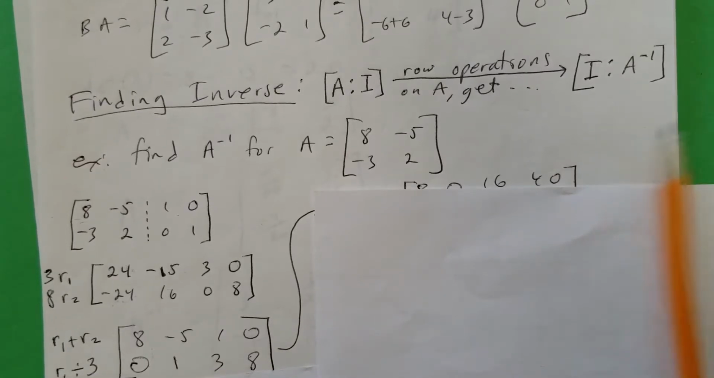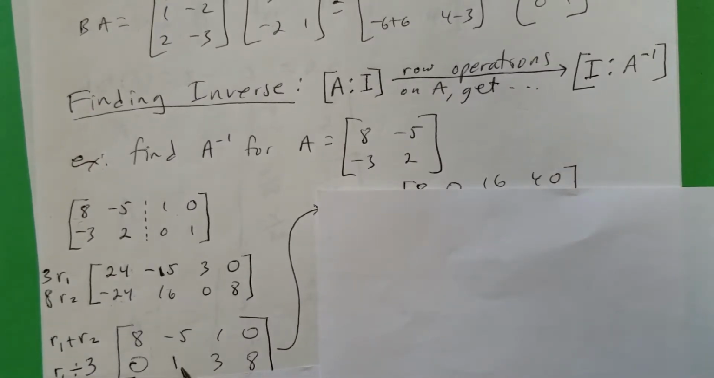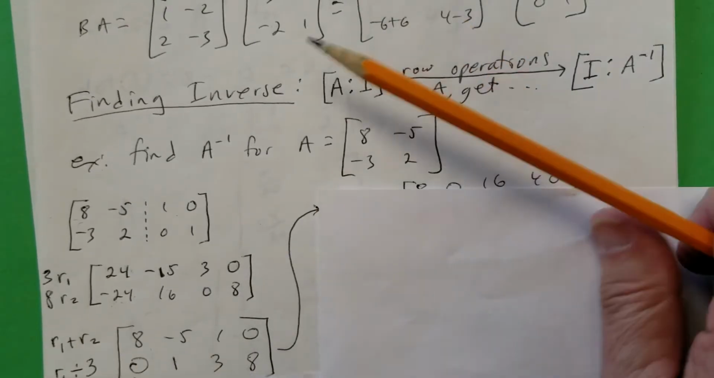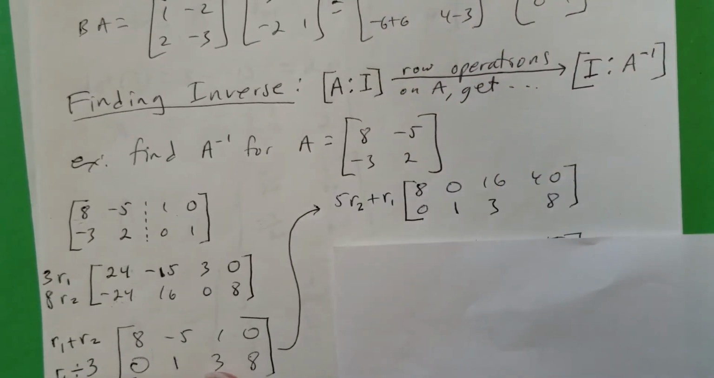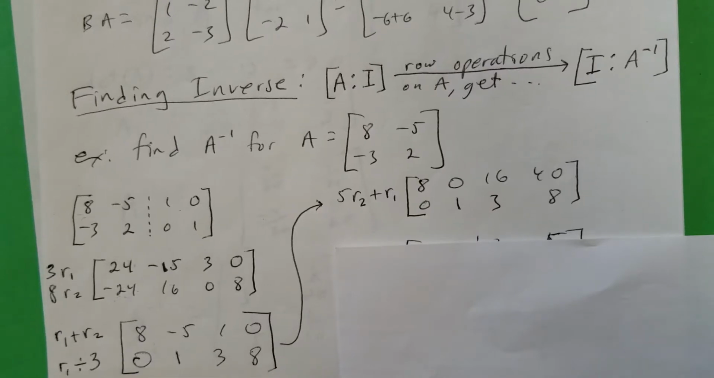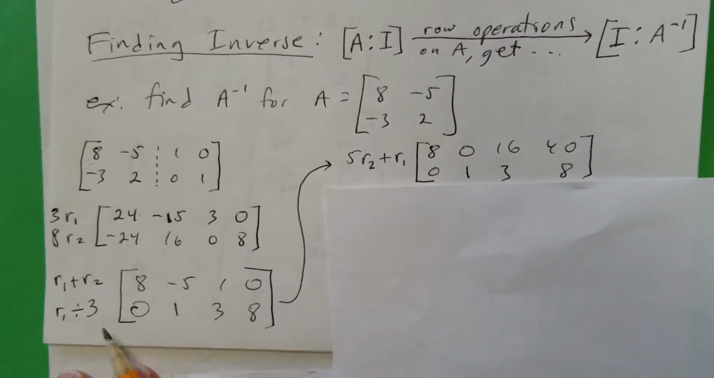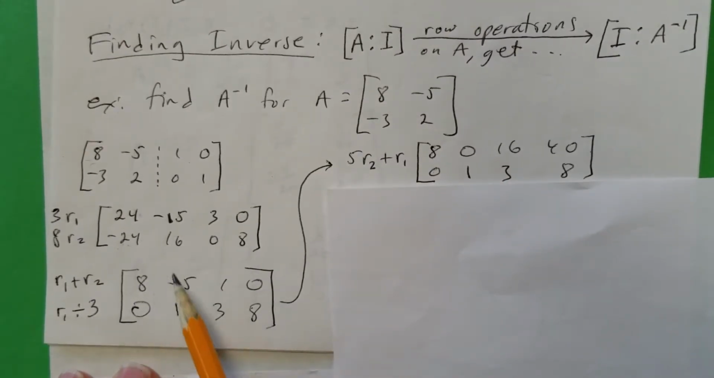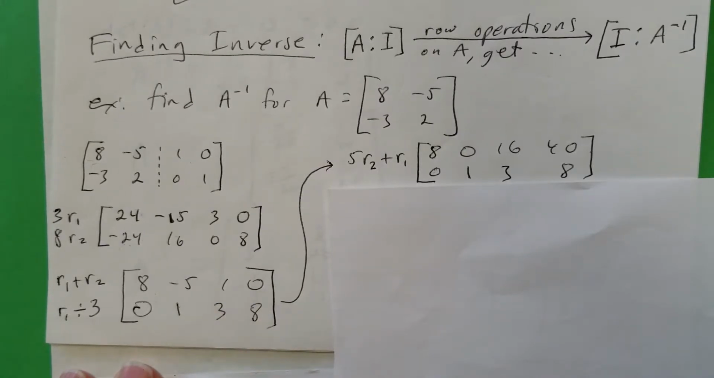So we're moving along. I got the 0 and the 1 here, but now I need a 1 here and a 0 here. Well, if you do 5 times row 2, you'll end up with a 5 here, and adding it to the top you get a 0. So 5 times row 2 and add it to row 1.